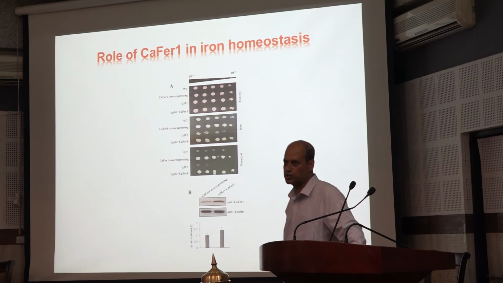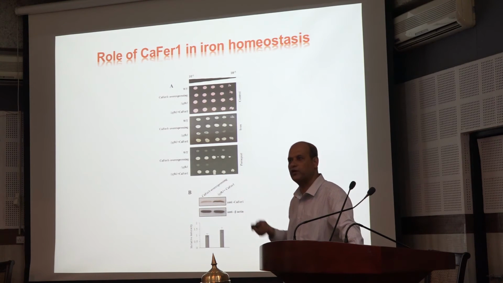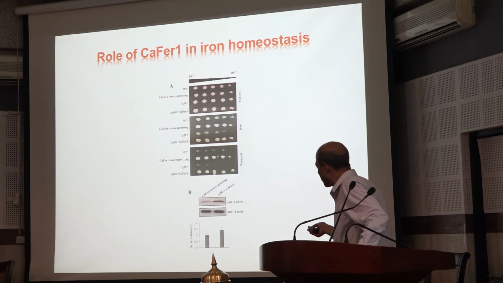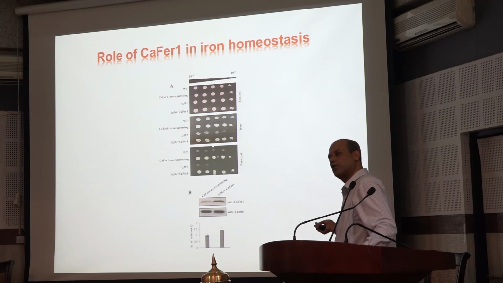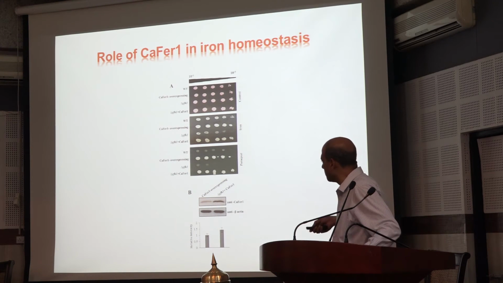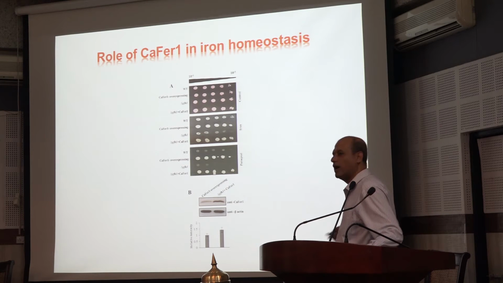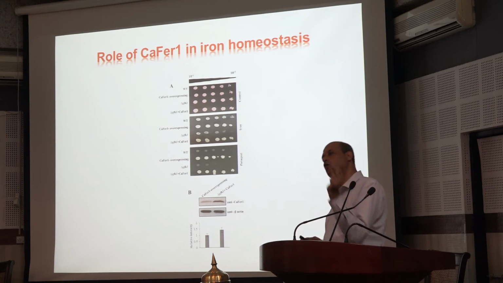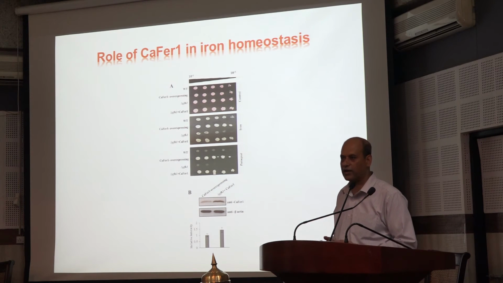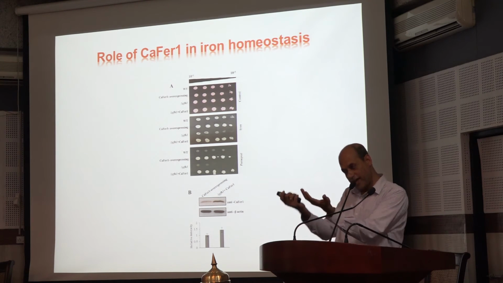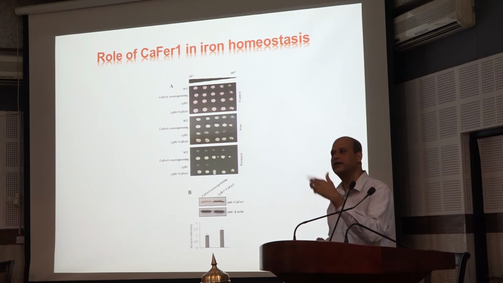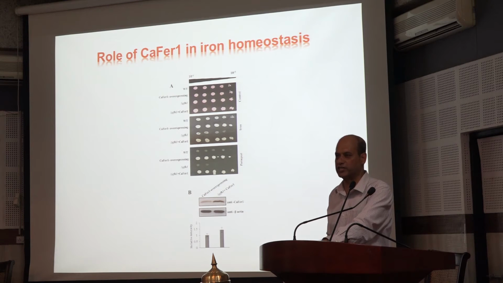Now we have taken two strains. That means we have put Ferritin 1 again in the wild type background and also in the mutant background. This is the overexpressing line. You see it can grow. The mutant complemented with Ferritin 1 is much better. So the conclusion is that Ferritin 1, when you put it into the mutant background of Saccharomyces cerevisiae, reverts it back to the normal condition. That means it can complement. This is the first proof of the functionality.